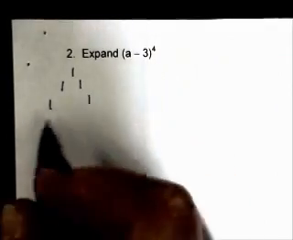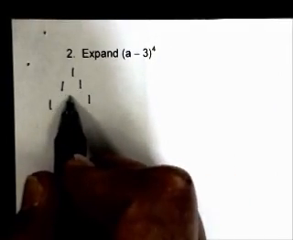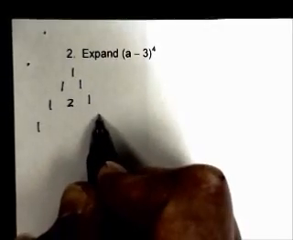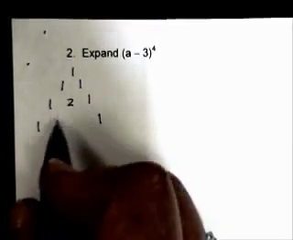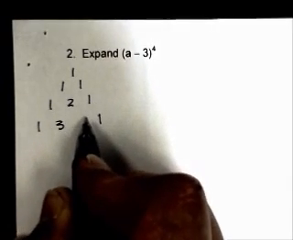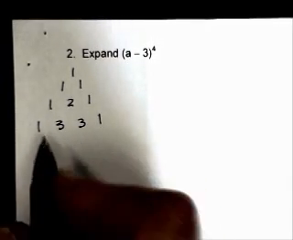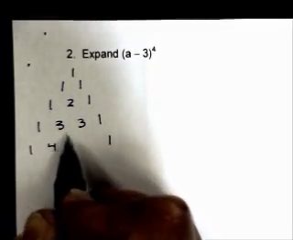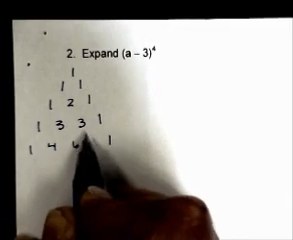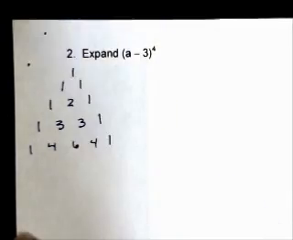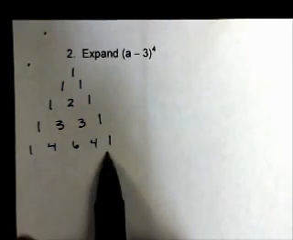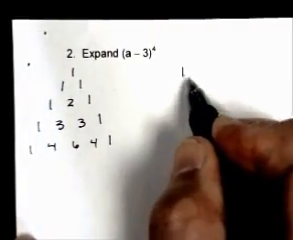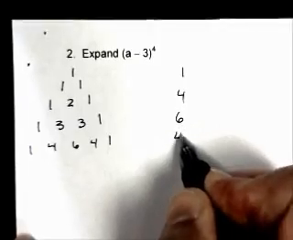Write down each one, and then add 1 and 1 is 2. Bring down the ones towards the outside, add 1 and 2 is 3, 2 and 1 is 3. Again, bring down the ones towards the outside, 1 and 3 is 4, 3 and 3 is 6, 3 and 1 is 4. Okay, so this is the line I want right here. All right, 1, 4, 6, 4, 1.